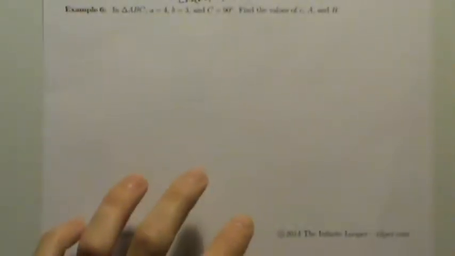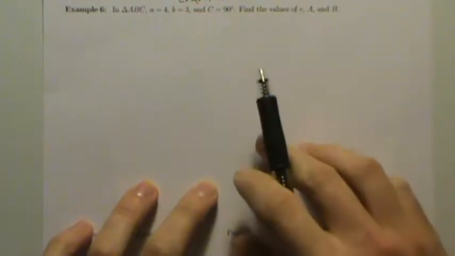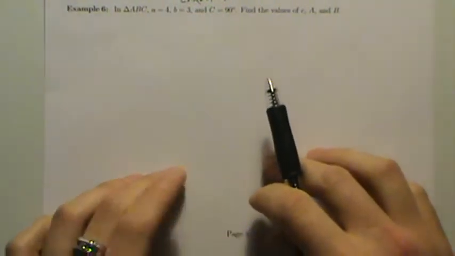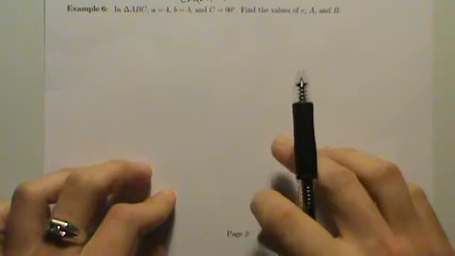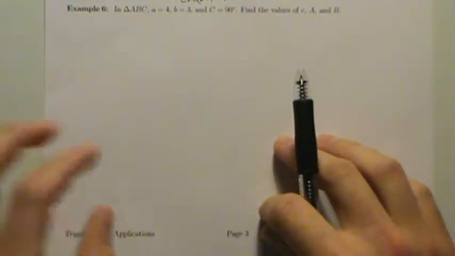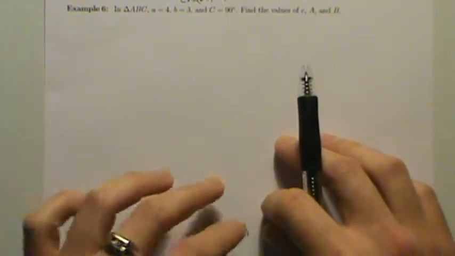Here's example 6 of applications of trig. So this is another example of solving a right triangle. Again, solving a triangle just means you are given some of the sides, some of the angles, and you use the given information plus trig functions to find the missing sides and missing angles.